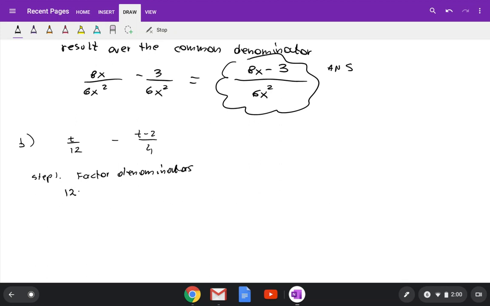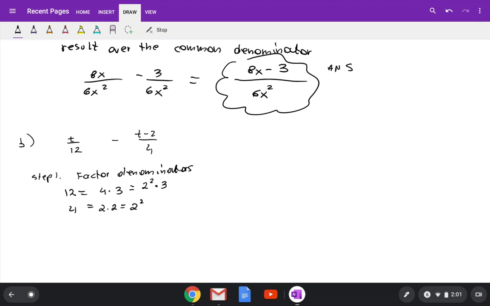So we have 12. 12 is the same as 4 times 3, and then you have 4. 4 is the same as 2 times 2, which is 2 to the second power. Let me just fix the first one. Let me just write the prime factorization. 12 is the same as 2 squared times 3.